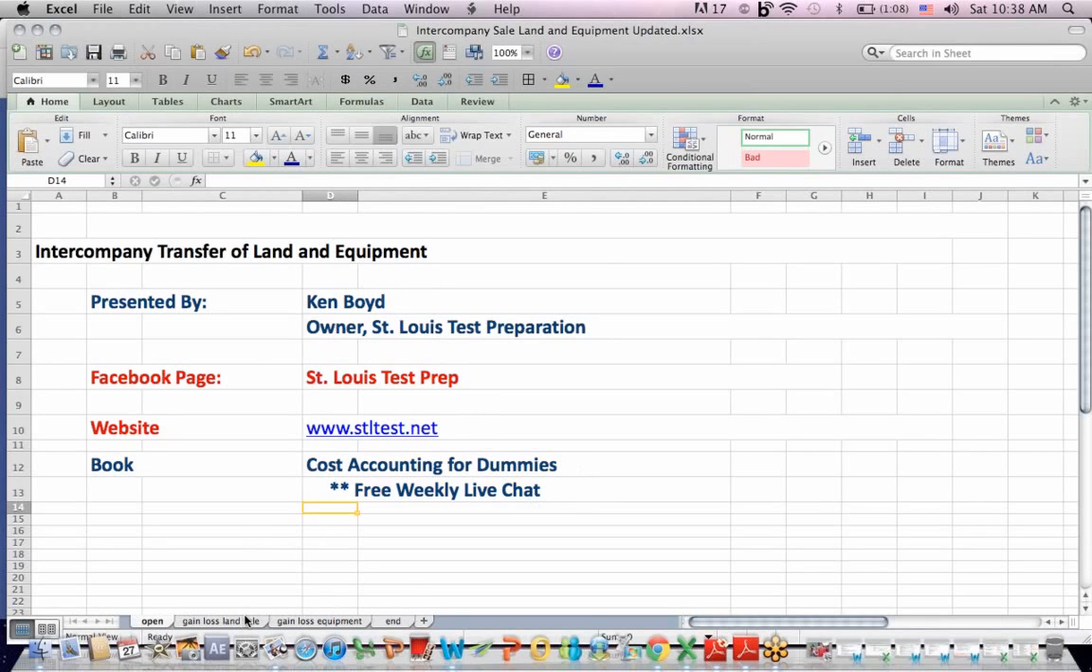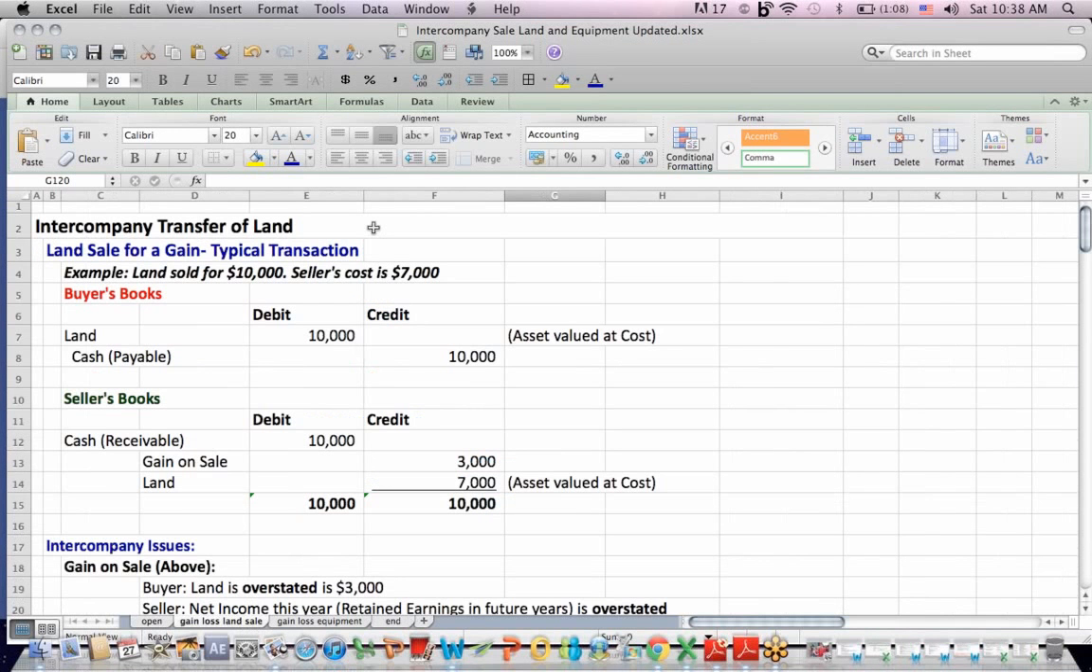So we're talking about transfers between a parent and a subsidiary, and this comes up when we are consolidating financial statements. Our goal is to eliminate any intercompany transactions, the accounting impact of any intercompany transactions, so that we can combine the parent and the subsidiary and not have the financials messed up, distorted by any intercompany activity.